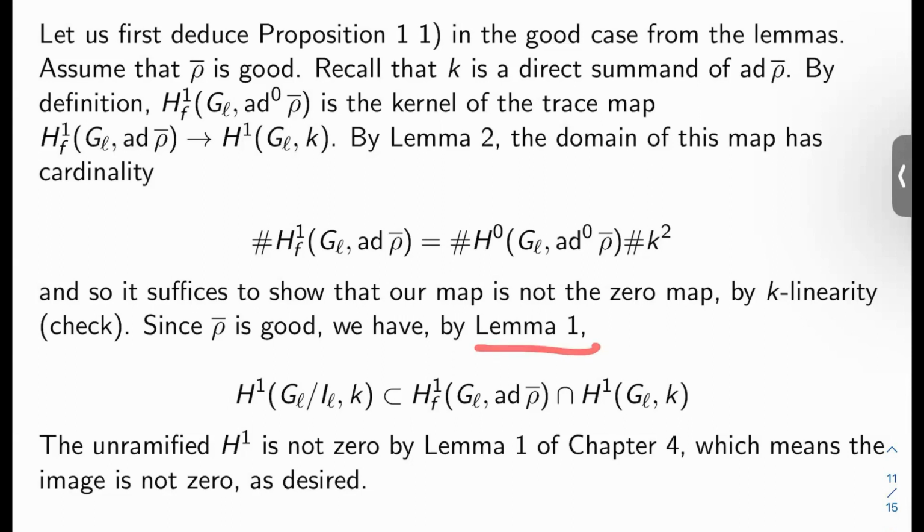So let's go to lemma 1. Lemma 1 basically says, as a consequence, that the unramified classes here, H1 GL mod ILK, actually have to live in H1F GL add rho bar intersect H1 GLK. The unramified H1 is not zero. We proved this back in chapter 4. I think we called it lemma 1 back then. Well, that means the image is not zero because it contains a non-zero group here, as desired. Okay, so that's proposition 1-1 in the good case.